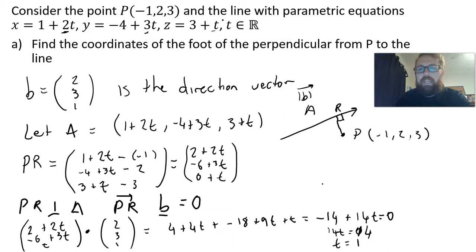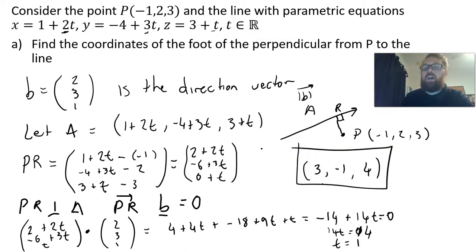We can put that back into either equation, this one or our original. I'm going to put it into our original one. Our x was 1 plus 2t. If t is 1, it's 1 plus 2, so that's 3. Negative 4 plus 3 is negative 1, and 3 plus 1 is 4. So this is the coordinate of the foot. I've just run out of room, but I would write a little sentence to say that. Hopefully we've got a couple of skills now that we could go and use on some problems.